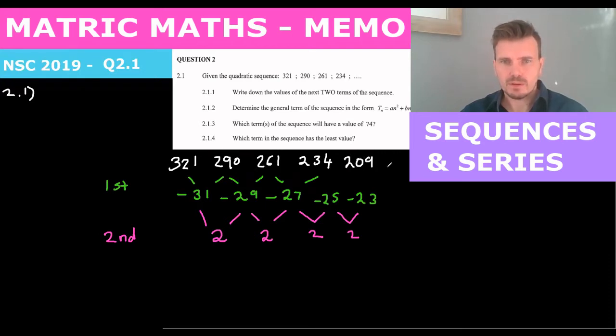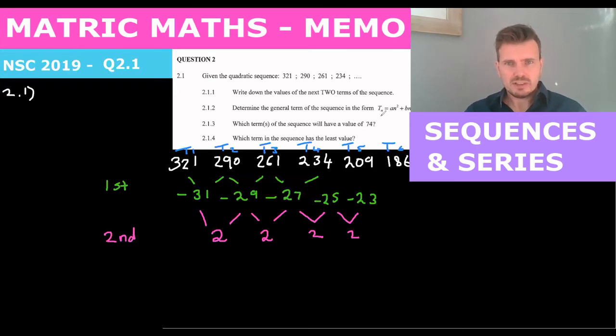And 209 minus 23 is 186. Now I can use my calculator to check, but I'm going to check when I do 2.1.2. So I'm not going to put in the answers for 2.1.1 yet. I'm going to find the general formula, and I'm going to use T4 and T5 as a test. Something I didn't write down, which I should do, is just to say that this is T1, T2, T3, T4, T5, and T6.